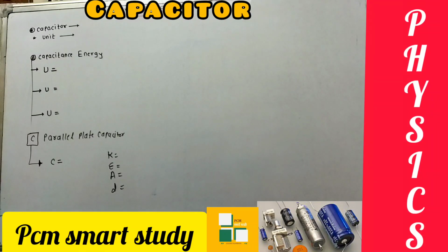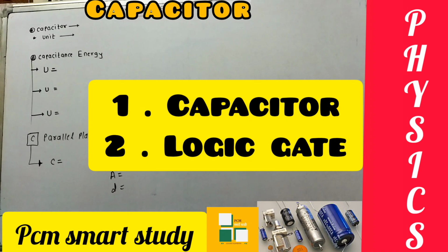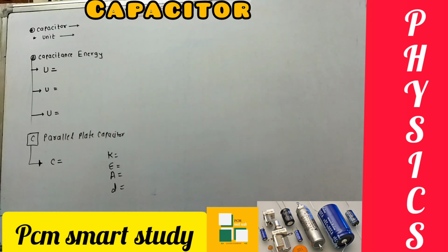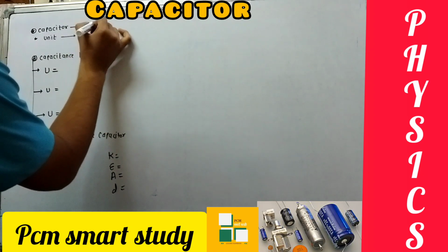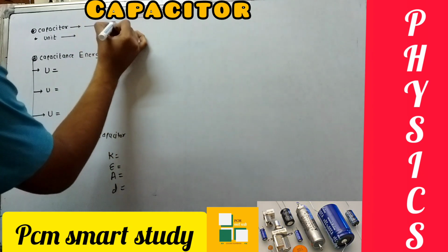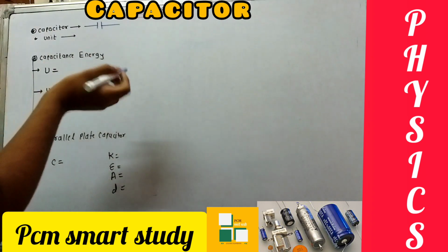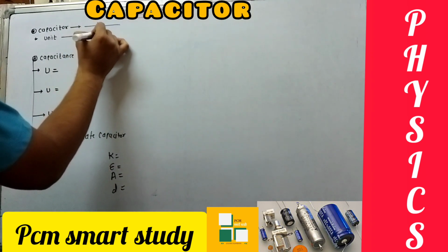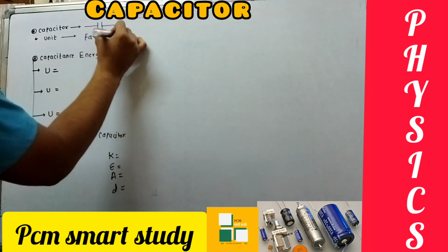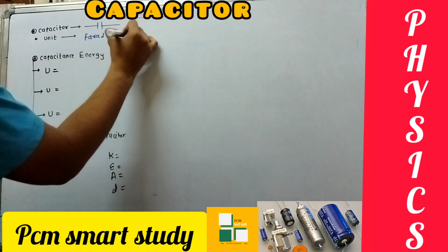In this video, we will complete all the formulae of the physics chapters Capacitor and Logic Gate. In the capacitor, this is denoted by this symbol, and the unit of capacitance is farad or microfarad. Next is very important: capacitor energy.